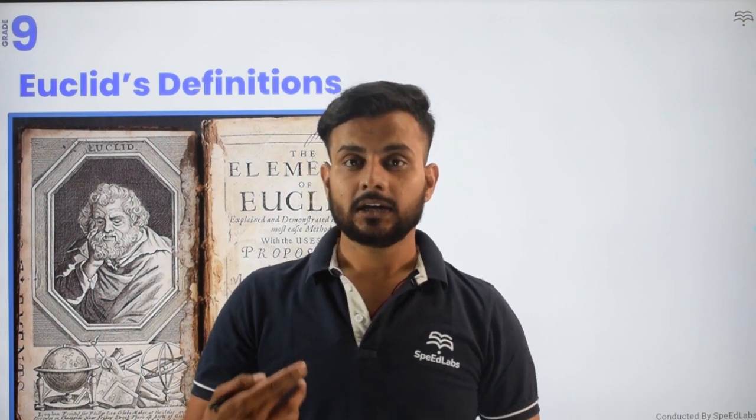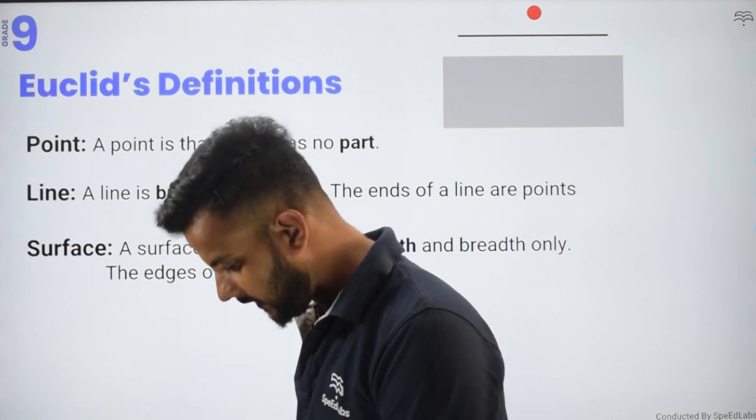Hello everyone. Hope you all have heard about Euclid, right? He was a great mathematician. He has given a lot of things in the field of geometry. So here we are going to talk about some statements, or we can say some definitions, which were given by Euclid. You can check these are the definitions given by Euclid.